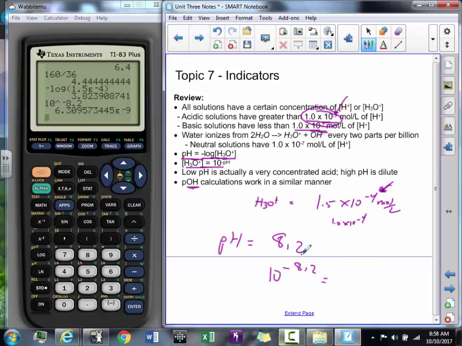Let me take this guy right here. We know that 8.2 means it's a base, right? Could you calculate the concentration of hydroxide? How would you do that? You're shaking your head. Yes. What would you do?